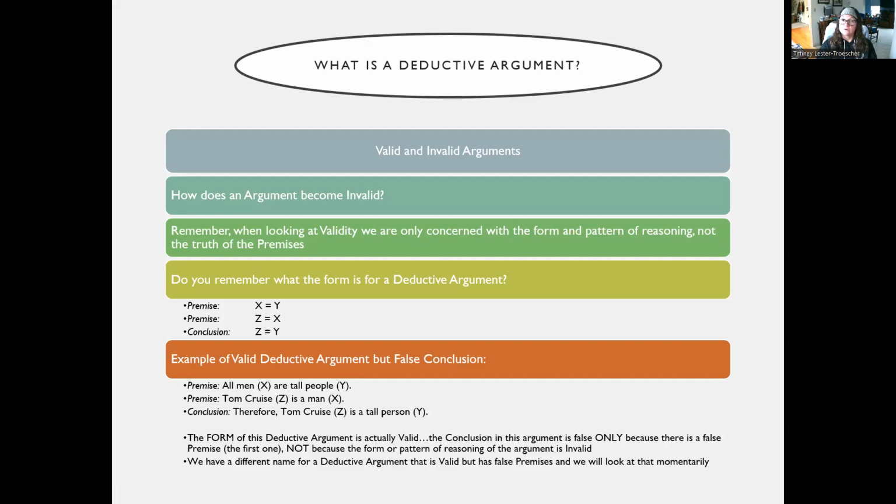But again, we're not concerned with the truthfulness yet of the premises. The reason this is wrong is because all men are tall people. That's not true. But again, right now we're just looking at whether the argument is valid. Does it follow the correct form? Is the pattern of reasoning solid? It is. This is a valid argument, right?